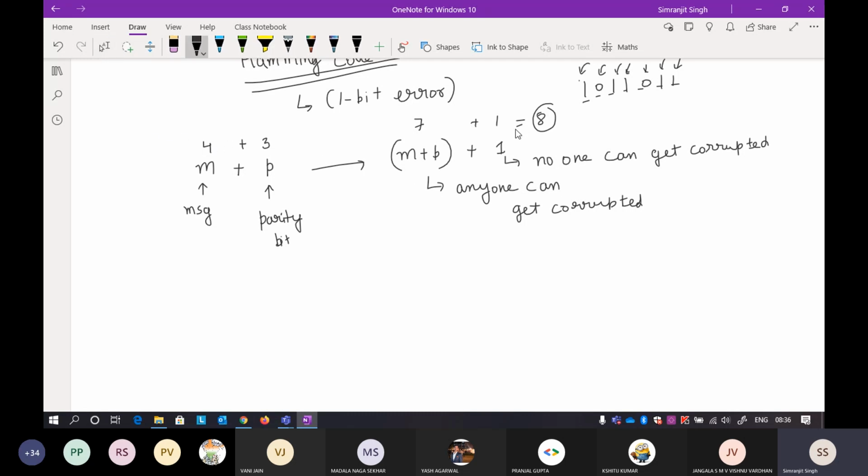To check the 8 cases, how can I check these 8 cases? With the help of this parity bit. So with the help of this parity bit, I have to try out every case.